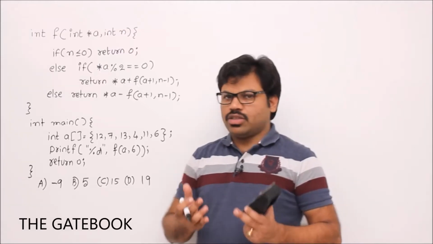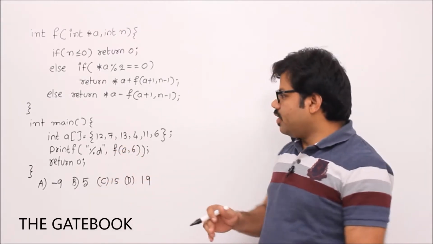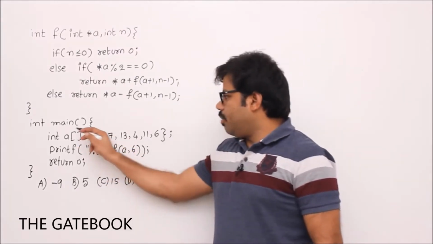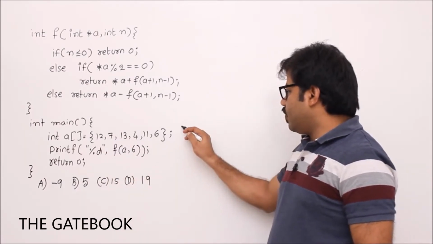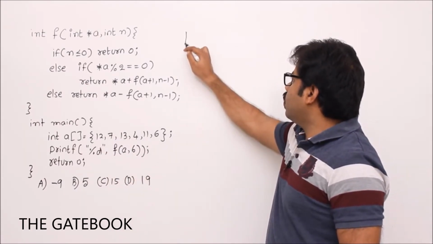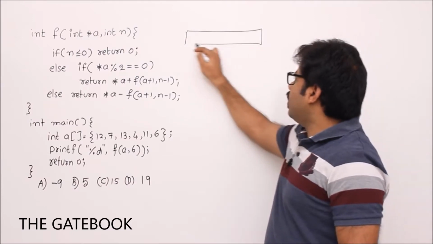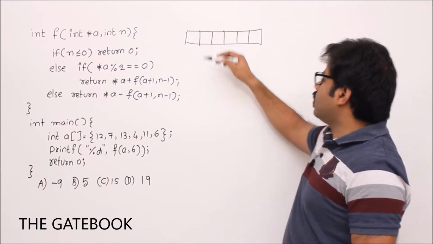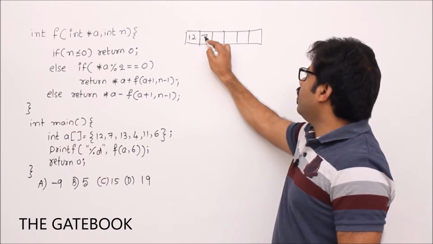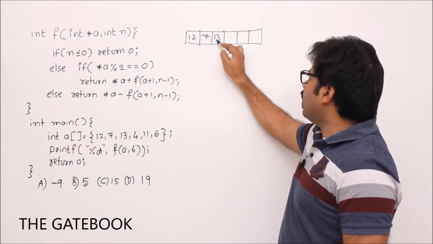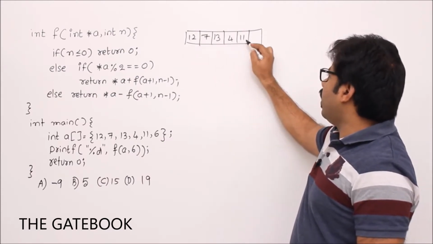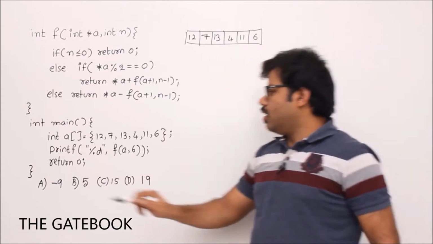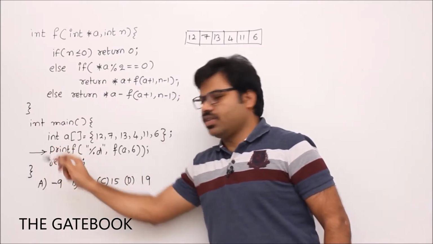Now we'll see one more recursive program and we'll see the output, how to find out. There is an array in the main program. Let me represent it first. That array contains how many elements? 6 elements: 1, 2, 3, 4, 5, 6. They are 12, 7, 13, 4, 11 and 6. Okay. Now after that the printf line will be executed.